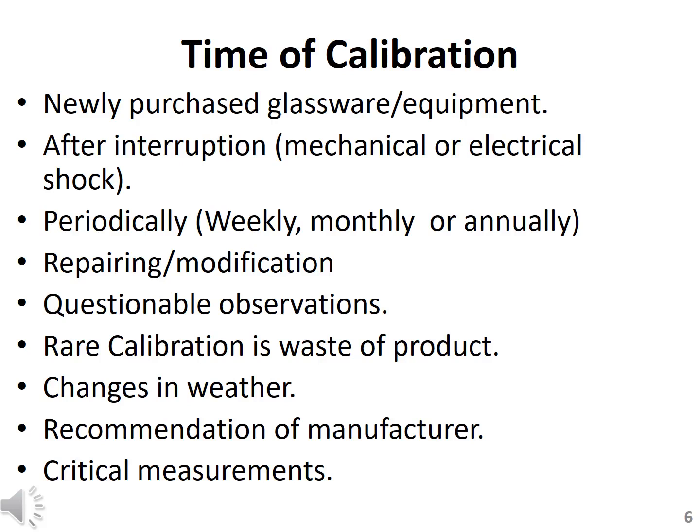The second important case is when the instrument or glassware gets interrupted mechanically or electrically. Sometimes बिजली चली जाती है, पावर फेलियर हो जाता है, तो इंस्ट्रूमेंट जो है, इक्विपमेंट जो है, वो रीस्टार्ट होता है, तो उस इलेक्ट्रिकल शॉक की वजह से उसकी कैलिब्रेशन जो है वो ख़राब होने का ख़तरा है। तो अगर आप उसे मैकेनिकल या इलेक्ट्रिकल शॉक लगता है इस इंस्ट्रूमेंट को, then you will be going for fresh calibration of that instrument.